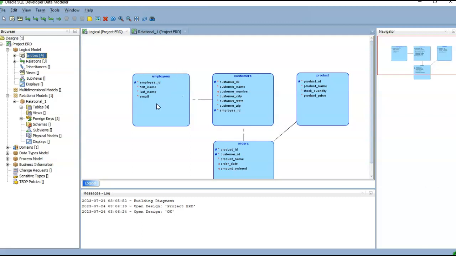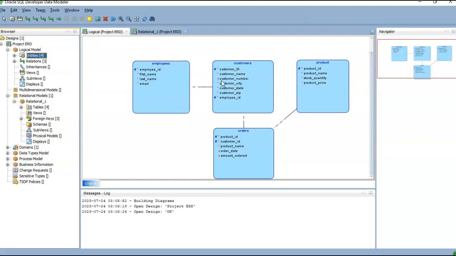As you can see here, I got my four tables, my four entities. Employee ID is the primary key for this, and then first name, last name, email. Two primary keys as these are related. So for employees, each customer would have an employee ID, like a salesperson, I would say. And then with orders, the customer ID from here would be attached to the order.